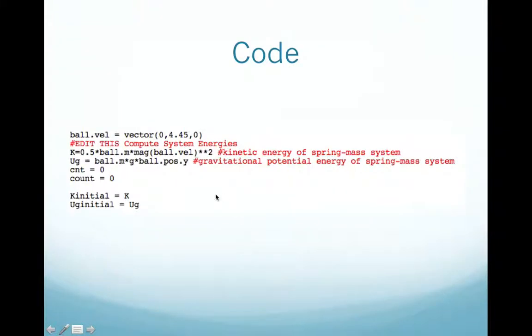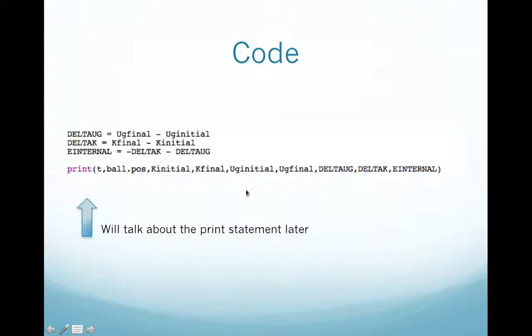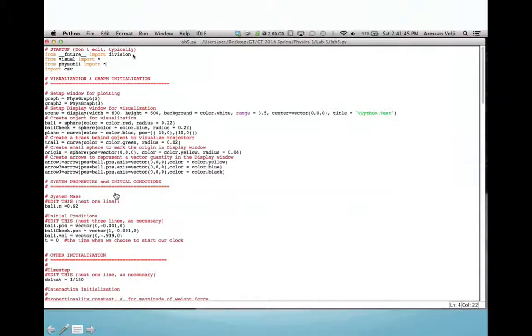Here is right after the first while loop. I calculated the velocity of the ball right after the bounce, as well as the new kinetic energy and the new gravitational potential energy. Here's my second while loop, which had a timer that stopped right before the ball reached the new height. And I followed the same steps as in the first while loop. Here is right after the second while loop. I calculated the change in gravitational potential energy, the change in kinetic energy, and the change in internal energy. And I also had a print statement, which we'll talk about later.